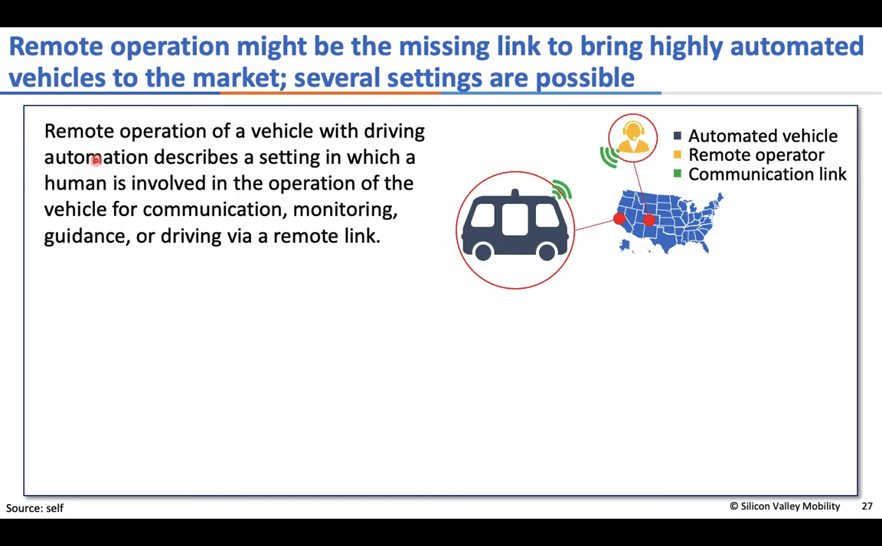There's a lot of talk about this, and it might be the missing link to bring highly automated vehicles to the market. What this really means is that a human is involved in the operation of the vehicle for communication, monitoring, guidance, and driving via a remote link. So the vehicle is somewhere, maybe in the Bay Area.